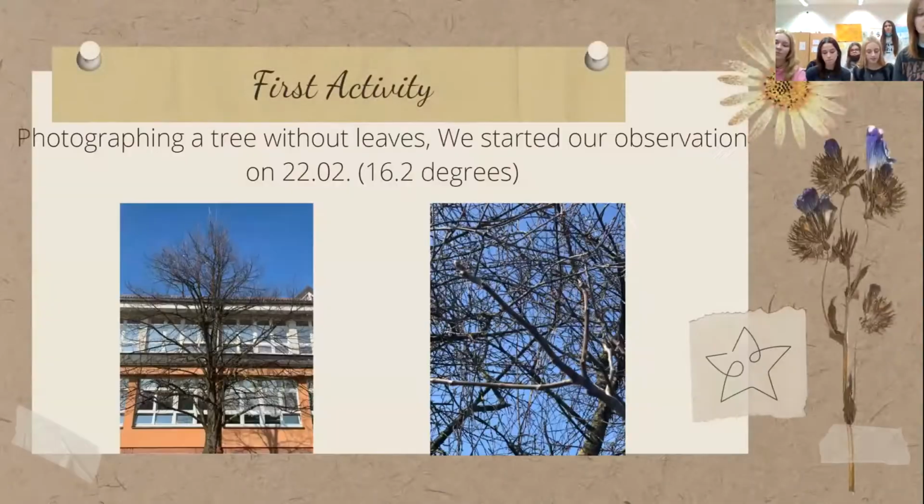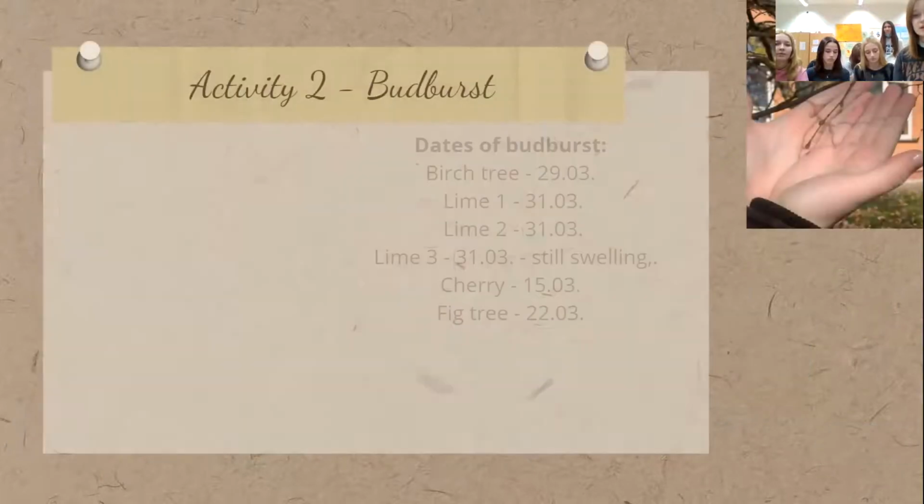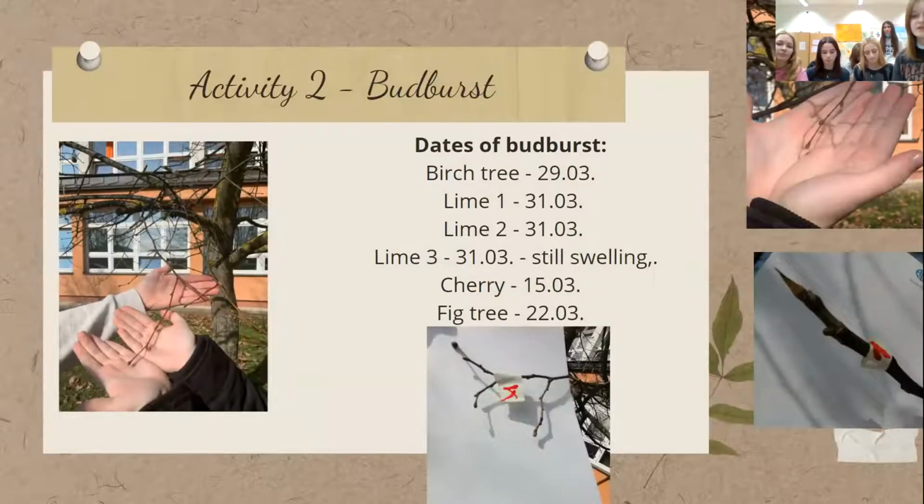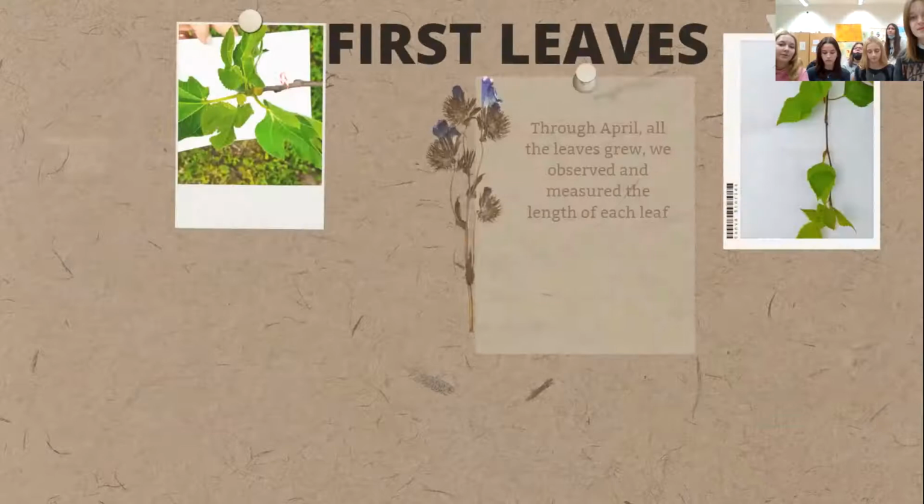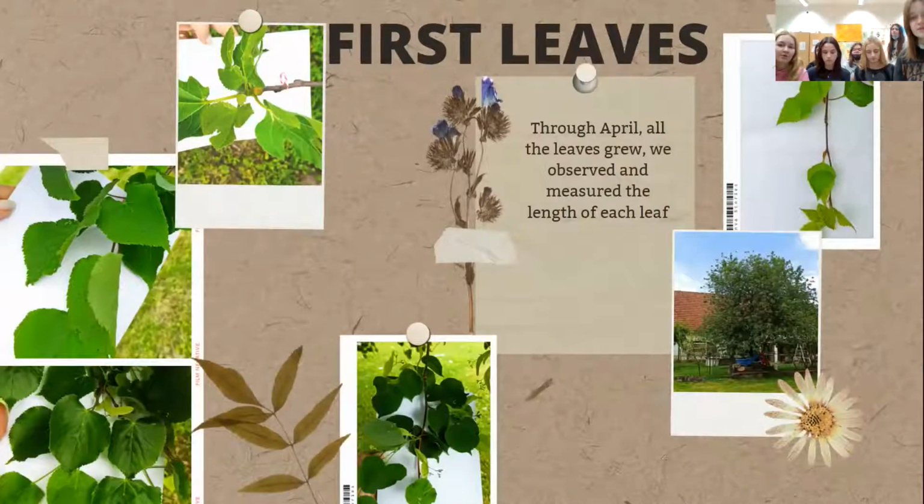Our first activity was to photograph a leafless tree and start the observation at least 2 weeks before budding. For this spring campaign, we started this activity 2 weeks ago. Another activity was to record the date of bud burst on all of the selected branches. When the leaves started to grow, we measured their length twice a week with a ruler, and sometimes more often, as long as it changed.